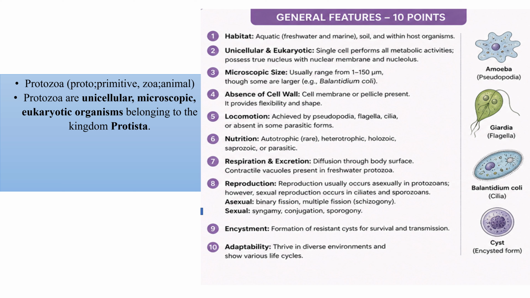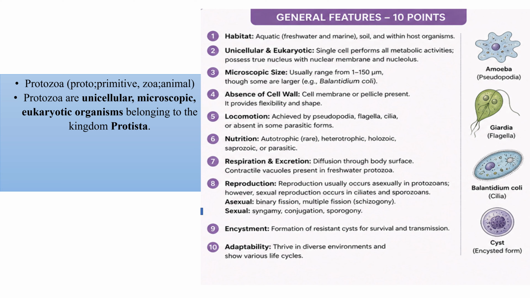Protozoa do not possess a true cell wall. Instead, they have a plasma membrane or a flexible covering called a pellicle, which helps to maintain the shape and flexibility of the protozoa. And protozoa move using specialized locomotory organelles such as pseudopodia, which are temporary cytoplasmic projections used for locomotion, wave-like structures called flagella, or short hair-like structures called cilia. And some parasitic forms do not possess locomotory organs.